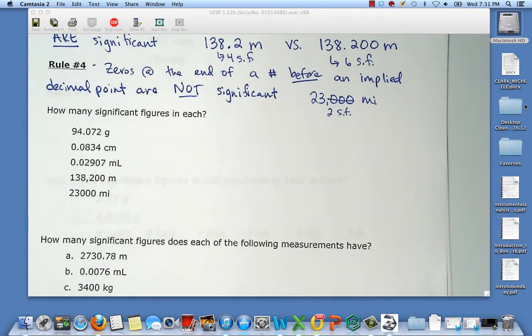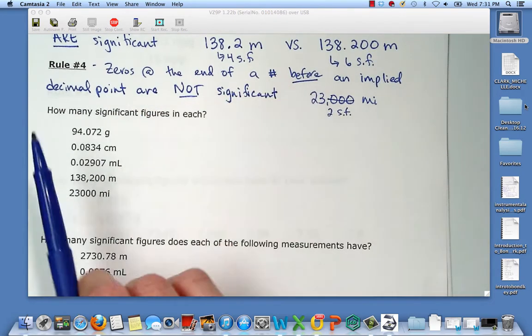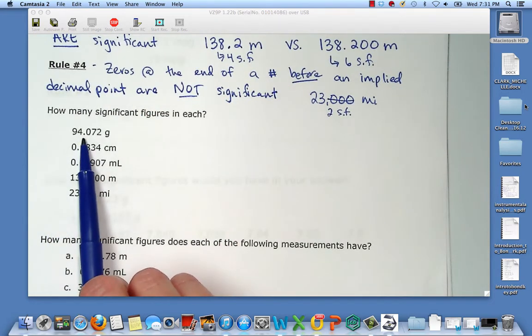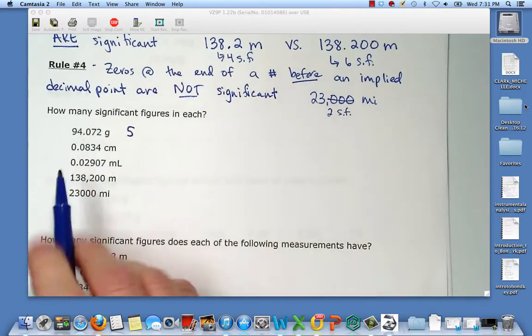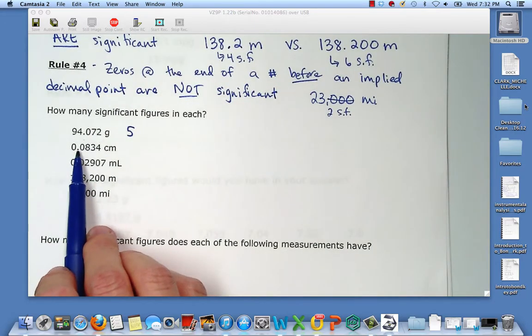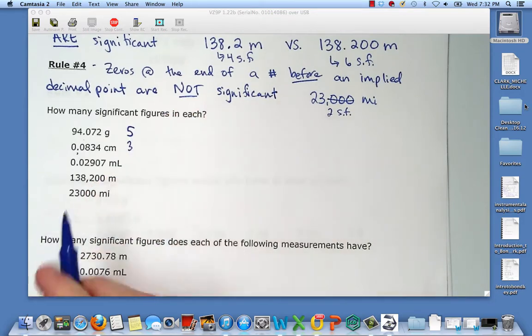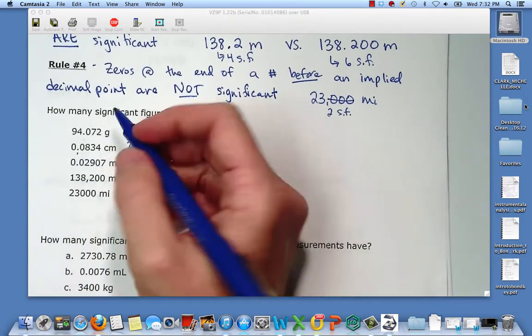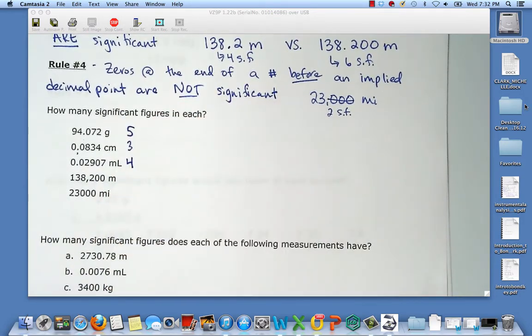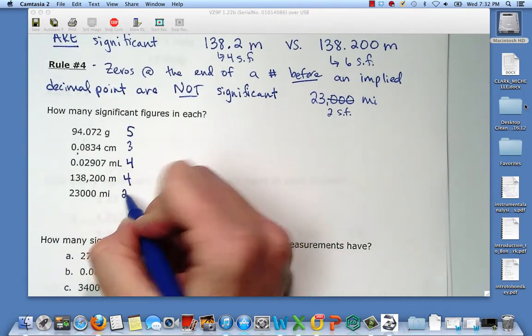Questions about any of these rules? All right, so this measurement again, how many sig figs? 5. This one here? 3. 4. 4. 2.